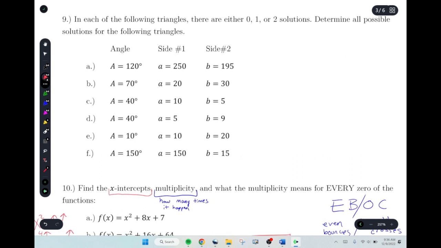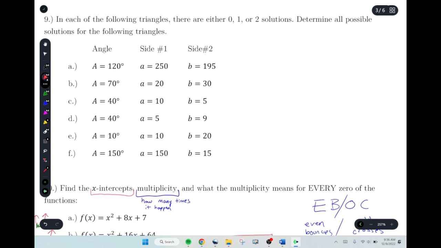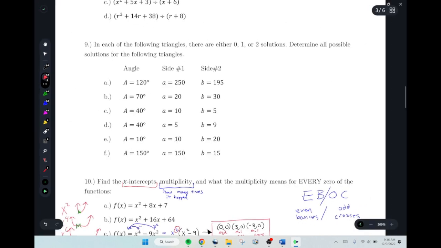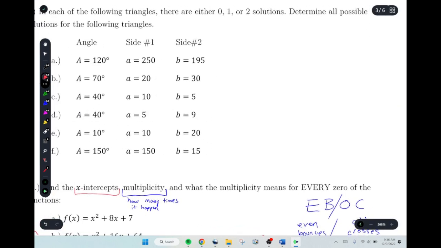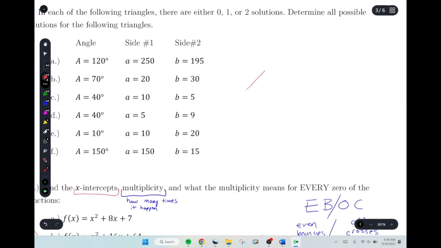Okay, so for 9, they give us an angle and two sides. In each of the following, there are 0, 1, or 2 solutions. Determine all solutions. Okay, so they give us an angle. Which one do you want to do?